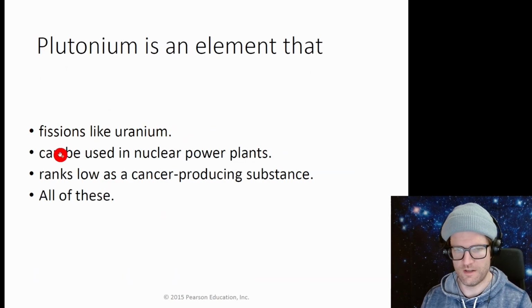Plutonium is an element that fissions like uranium. That's true. Can be used in nuclear power plants. That's true. Ranks as a low cancer-producing substance. That's true. We just don't interact with it much. That's A. All of these.